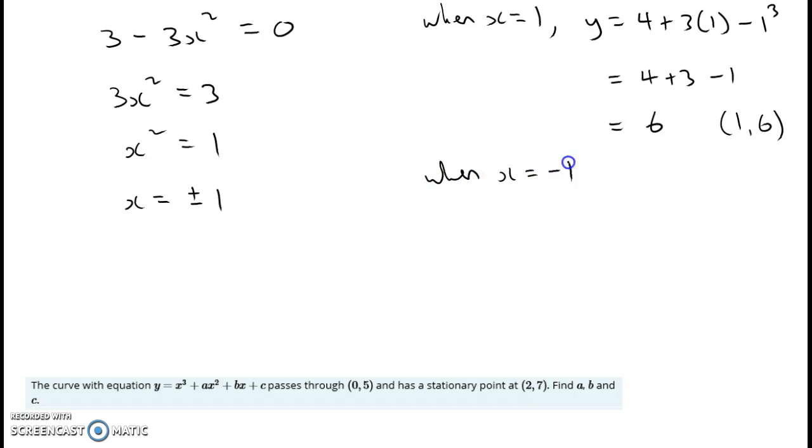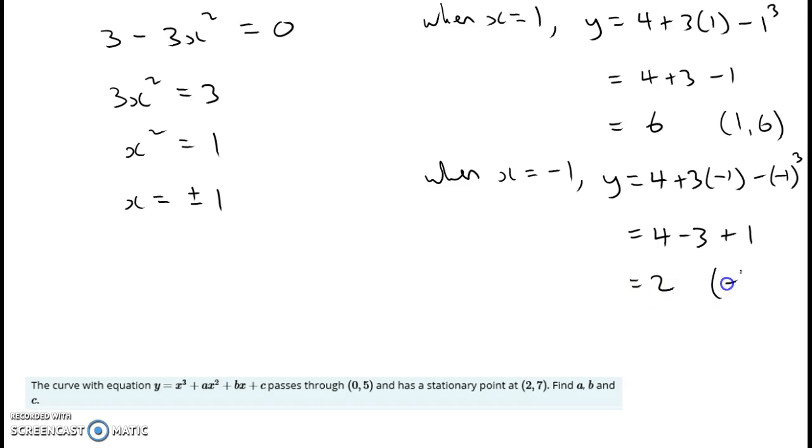And when x equals -1, we'll get y equals 4 plus 3 times -1 minus (-1) cubed. So we'll get that equal to 4 minus 3. That will become plus 1, which will give us a coordinate of 2. So the other coordinate is (-1, 2).